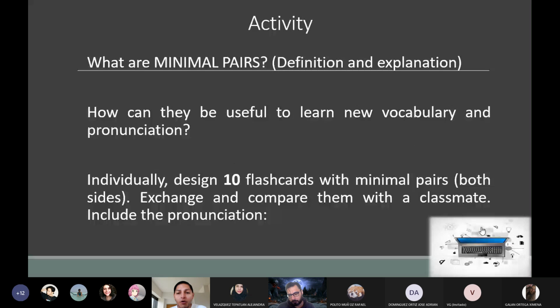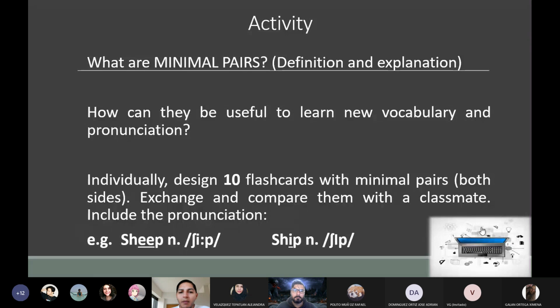Now, for homework, you will design 10 flashcards with minimal pairs, okay, online or the way you are doing it. That's what you're going to do. That's homework number one. 10 flashcards. Flashcards, okay. Let's get in.